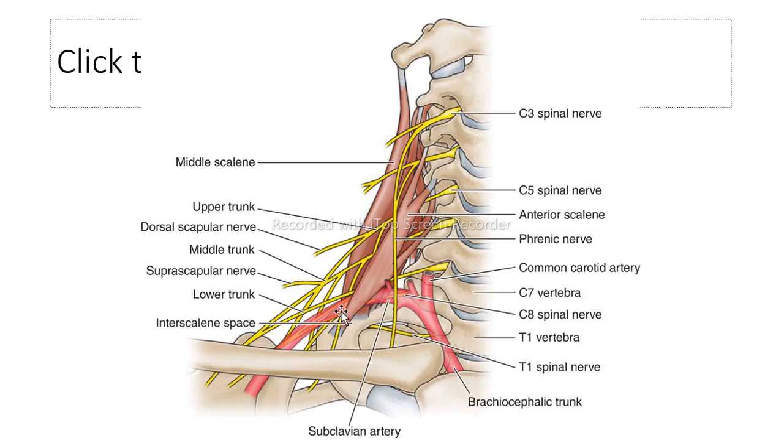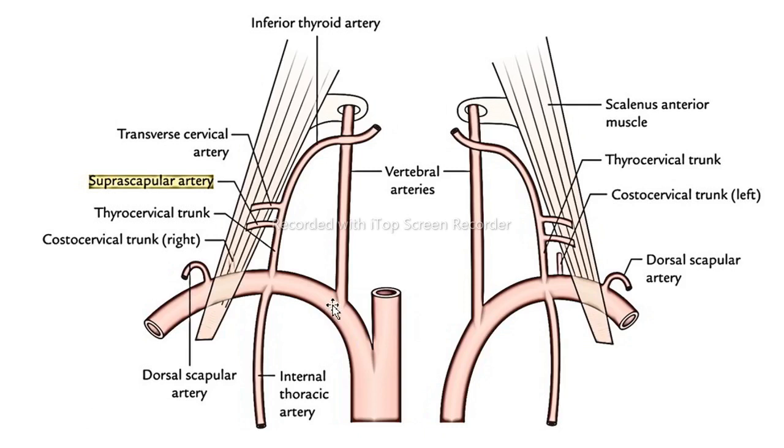So here we can see the subclavian artery in front of the scalenus anterior muscle. There is the subclavian vein, and the transverse cervical artery and suprascapular artery, which are branches of the thyrocervical trunk.